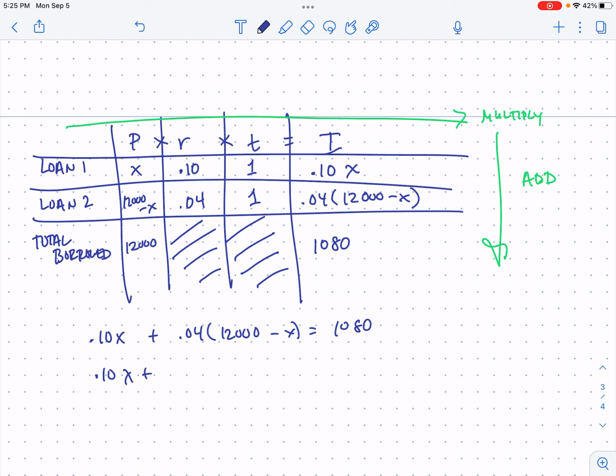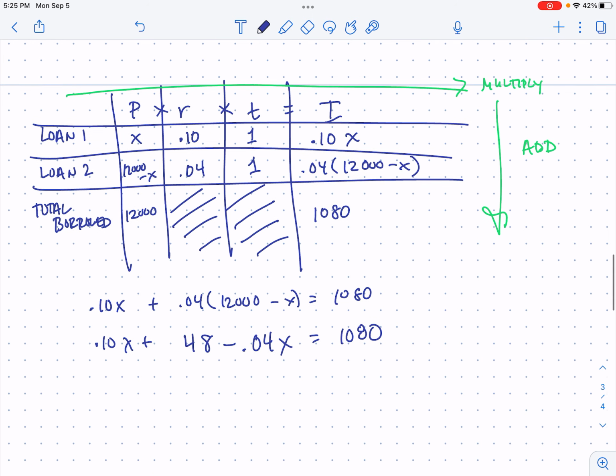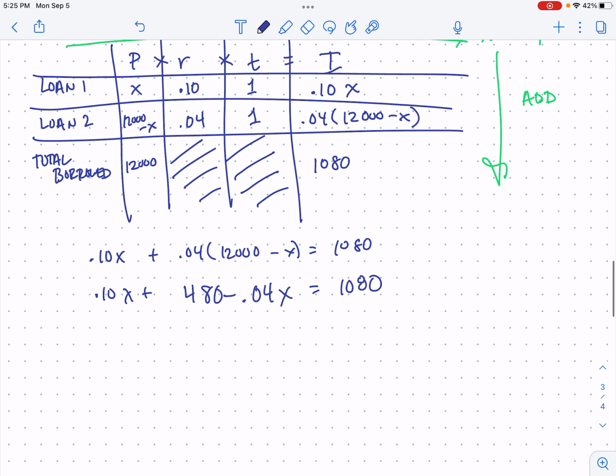I will go ahead and distribute. So that's going to give me 480 minus 0.04x is equal to 1080. I'm sorry, that's 480, not 48. That's 0.06x plus 480 equals 1080.